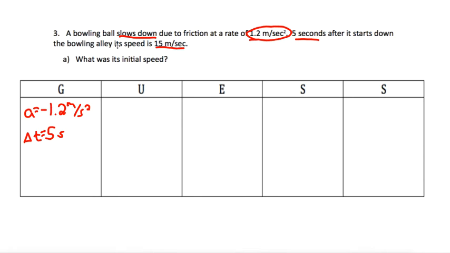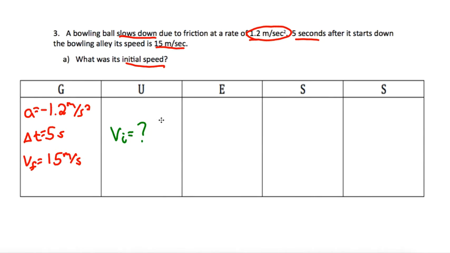And it tells us that it slows down to a speed of 15 meters per second. That's our final velocity. The unknown, what they ask us for, is initial speed. What speed did it start with? They're asking for VI.